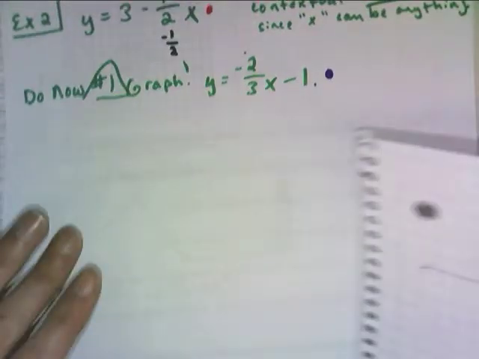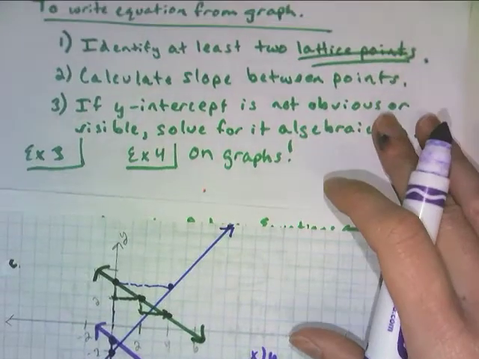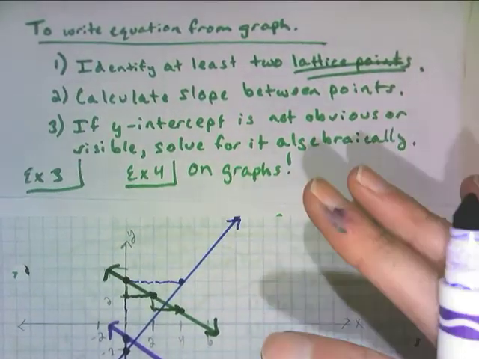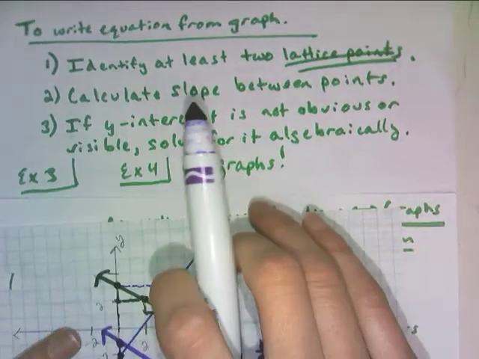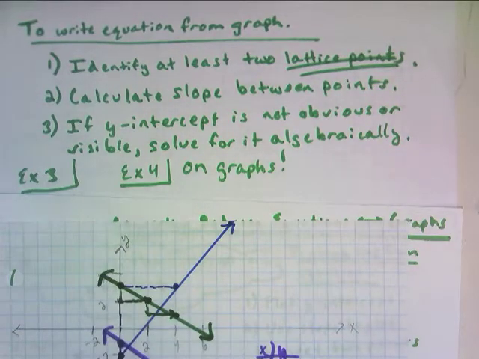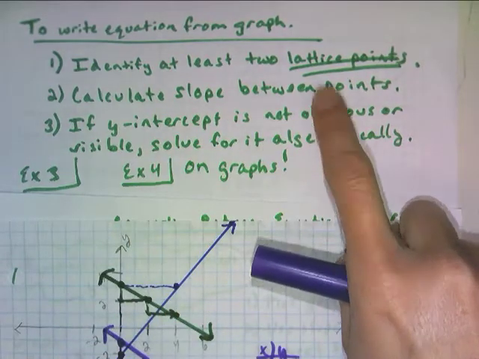So now we're going to talk about the reverse situation. What if we were asked to write an equation from a graph? Here's what you want to follow for this scenario. You want to look at your line and identify at least 2 lattice points, meaning 2 points that are on an intersection of the grid on your paper. And then you're going to calculate the slope between those points.